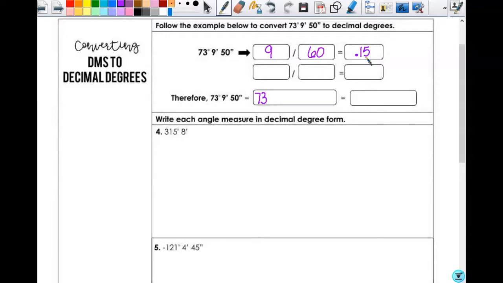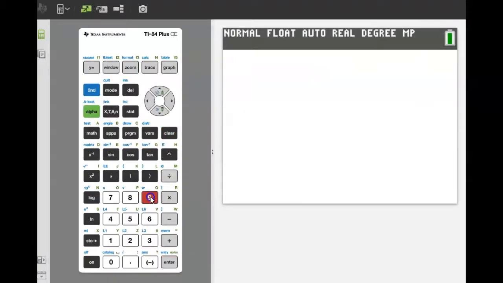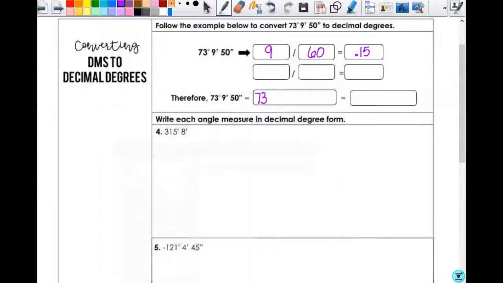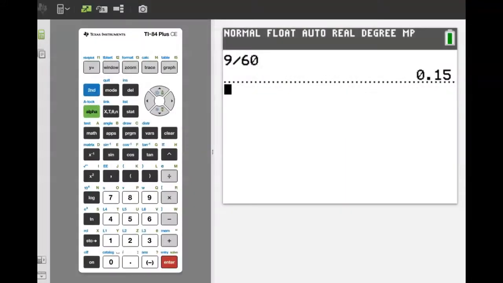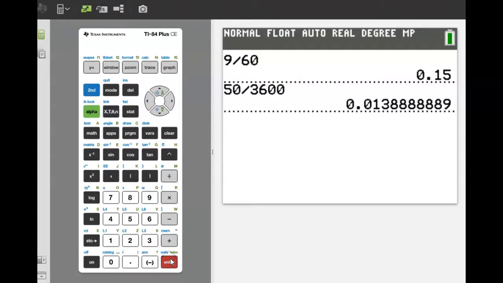Okay, so 9 divided by 60, 0.15. And then I'm going to do this 50. Now the seconds actually got multiplied by 60 twice. So here I have to divide by 3,600. When I do that, I do not get a pretty decimal. Okay, so 50 divided by 3,600 gives me that.